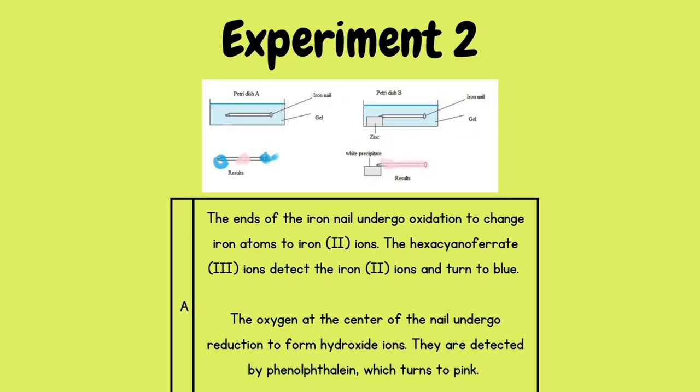In petri dish A, the ends of the iron nail undergo oxidation. The iron atoms release electrons to form iron 2 ions. The hexacyanoferrate 3 ions detect the presence of these ions and turn to blue. The electrons released by the iron atoms flow towards the center of the nail. They are received by oxygen in the presence of water to form hydroxide ions. These ions are detected by phenolphthalein, which turns to pink.